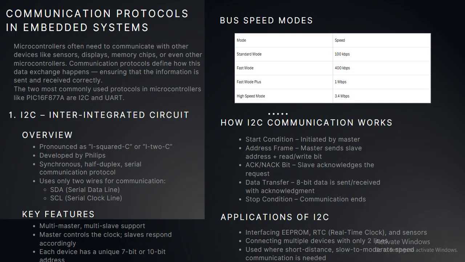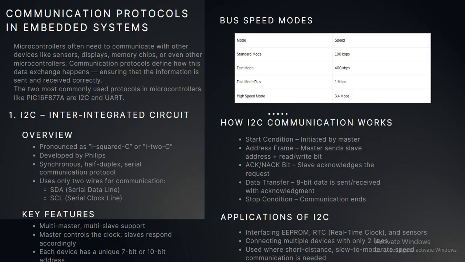And then moving ahead, we can see communication protocols in embedded systems. So in embedded systems, protocols like I2C and UART are used to exchange data between microcontrollers and external devices. So I2C uses 2 wires, that's SDA, which is nothing but serial data line. We can see this in the overview of I2C. And SCL, which is nothing but serial clock line.